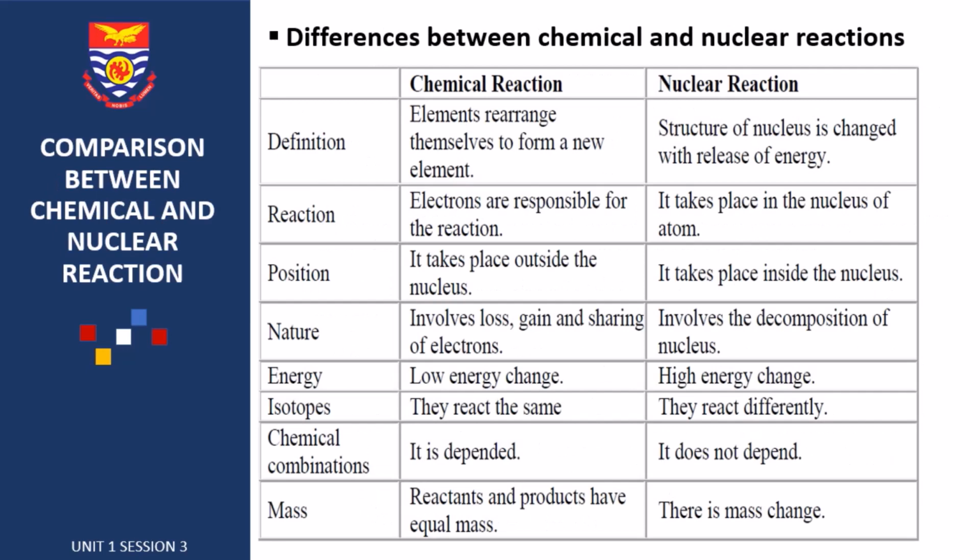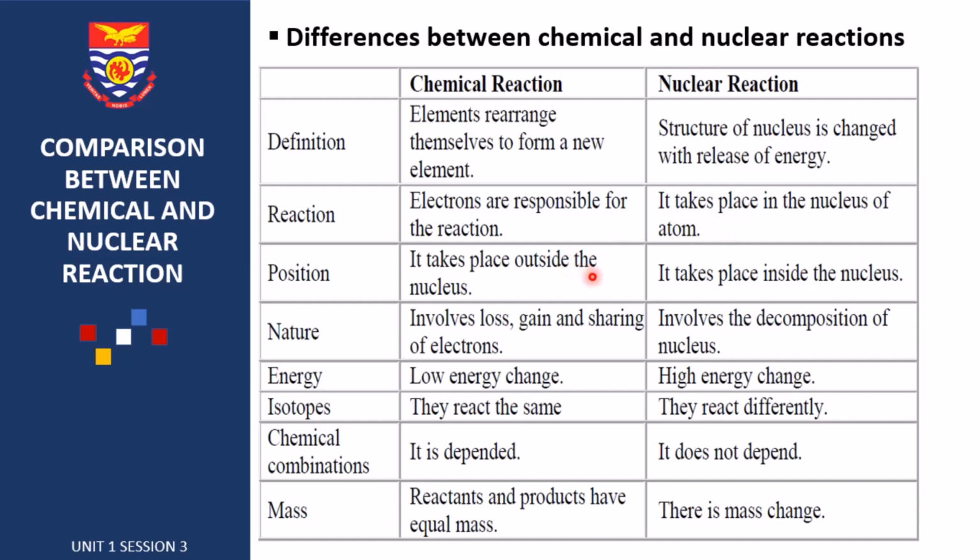Let us look at the comparison between chemical and nuclear reactions. Chemical reactions can be said to be the arrangement of the atoms or the elements to form new substances. A nuclear reaction involves a change in the nucleus of the atom, which is accompanied by the release of a large amount of energy. Also, in chemical reactions, electrons are responsible for the reaction, but in nuclear reactions, it's the nucleus, which is made up of protons and neutrons, that is responsible for the reaction.